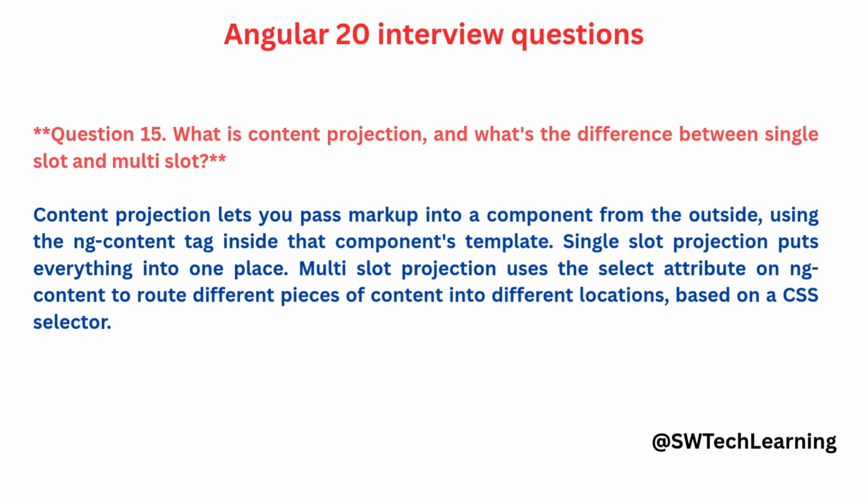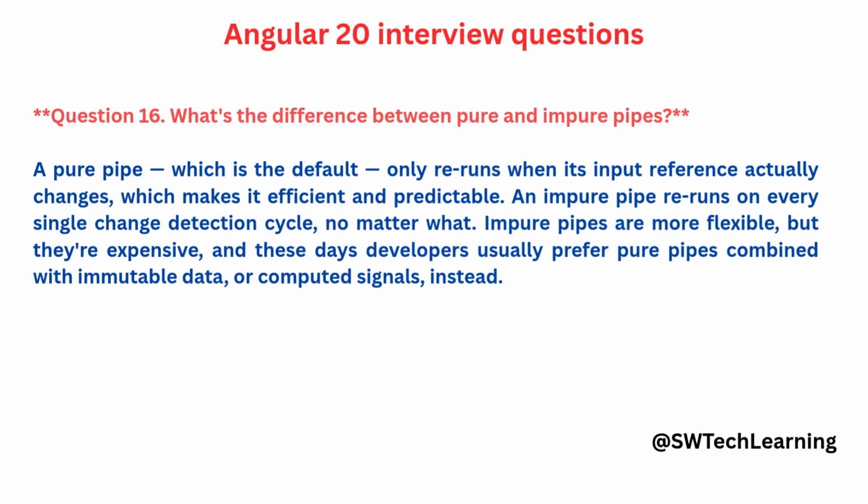Question 15. What is content projection, and what's the difference between single-slot and multi-slot? Content projection lets you pass markup into a component from the outside, using the ng-content tag inside that component's template. Single-slot projection puts everything into one place. Multi-slot projection uses the select attribute on ng-content to route different pieces of content into different locations, based on a CSS selector.